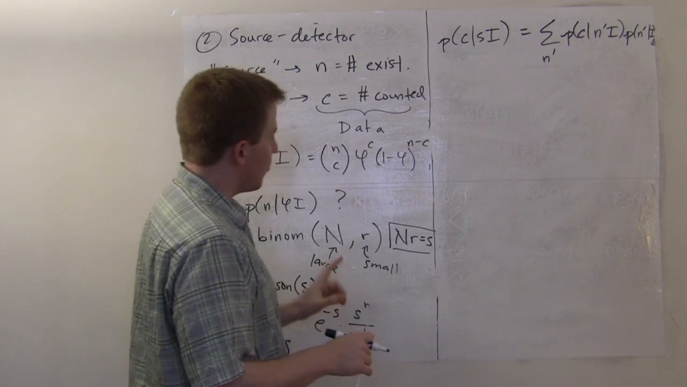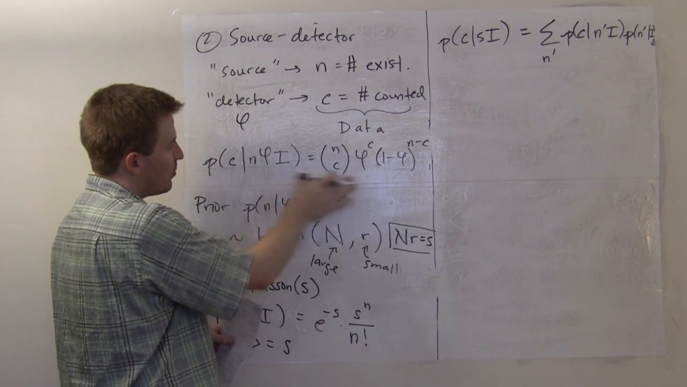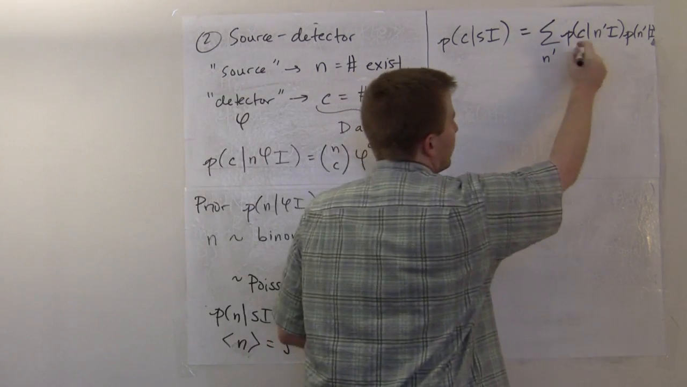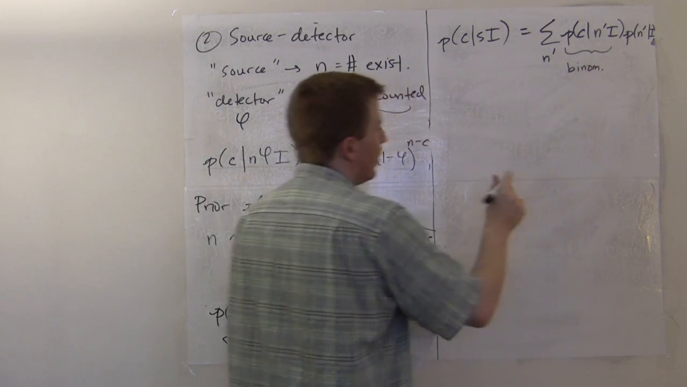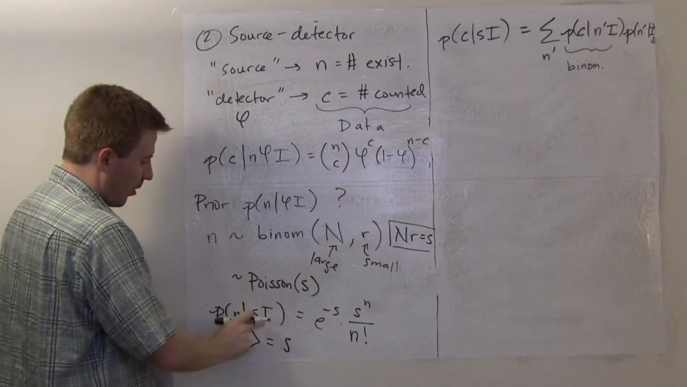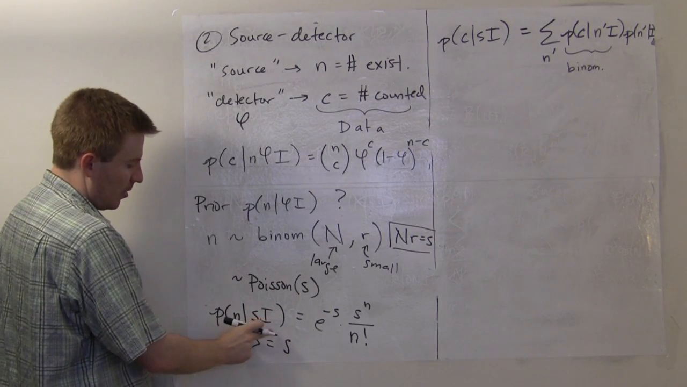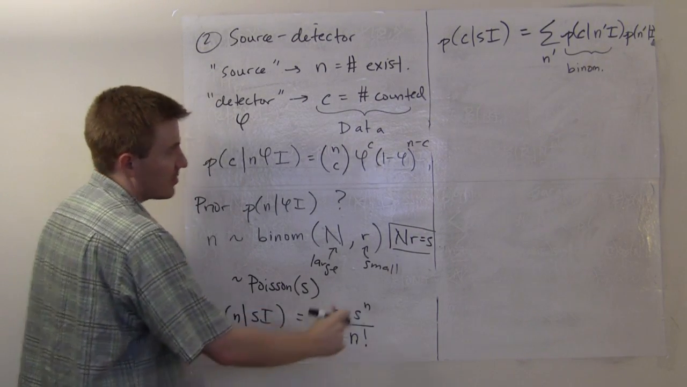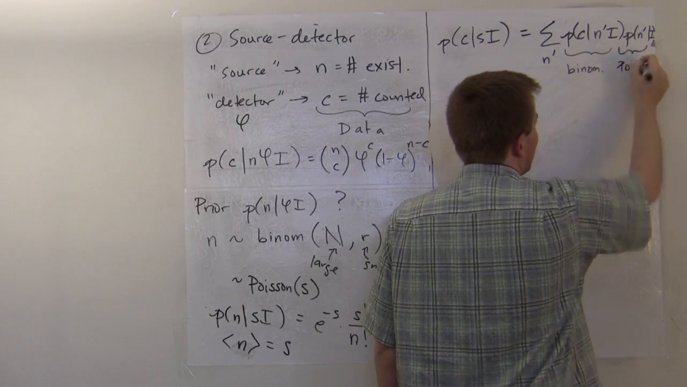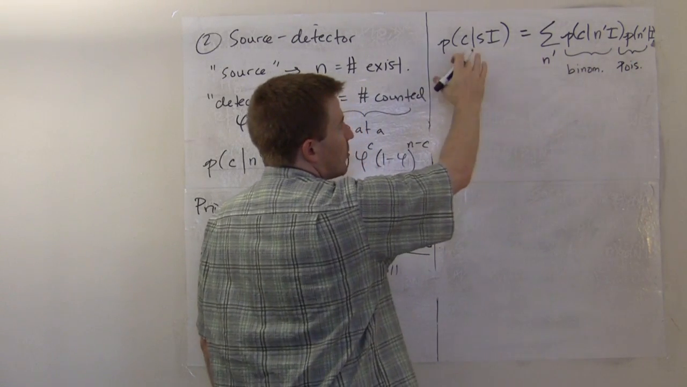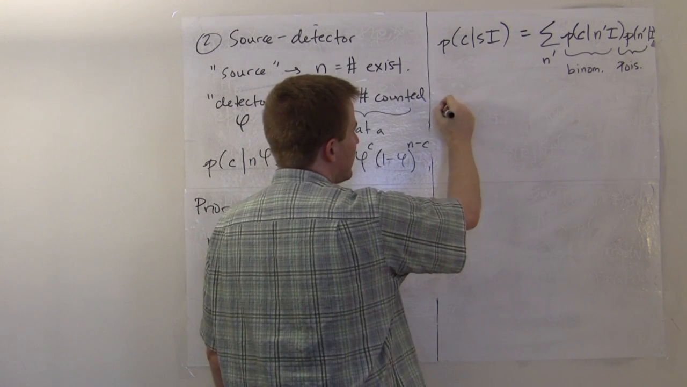Now these are things that we already know how to do. Our data probability is this binomial coefficient thing here. I won't rewrite it, but we've got the form of it. Our prior probability for n, where the s is in the background information, is this Poisson distribution. So we could calculate that out. Given all that, we have our total probability of getting c counts, and that again gives us everything we need to know.